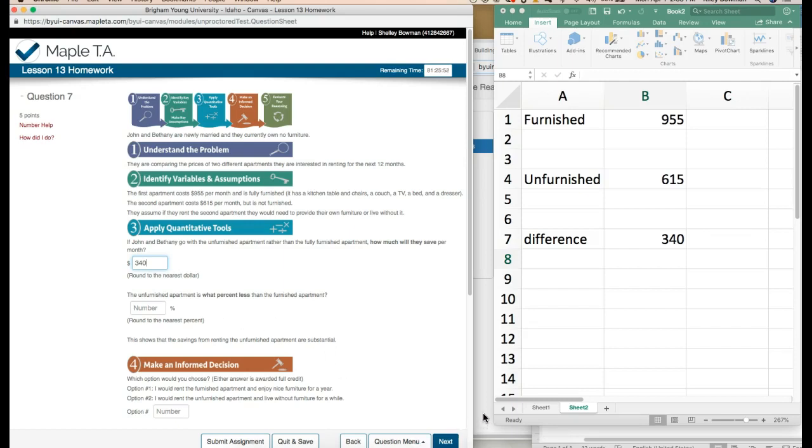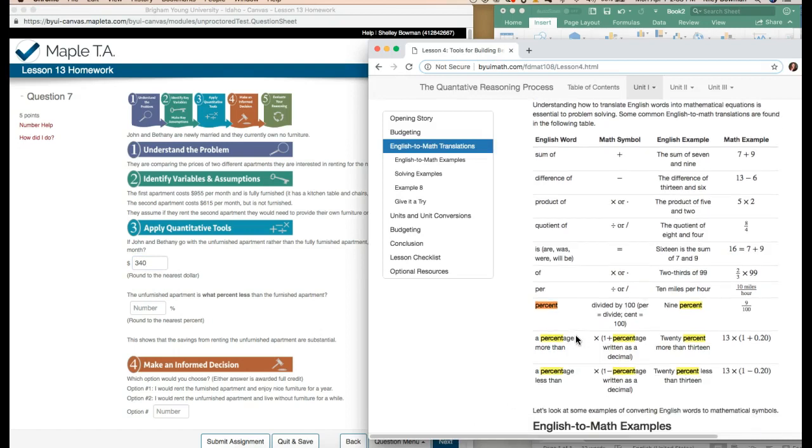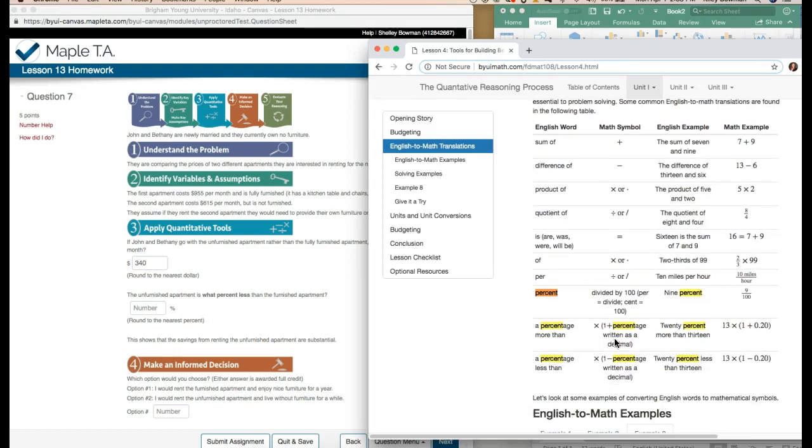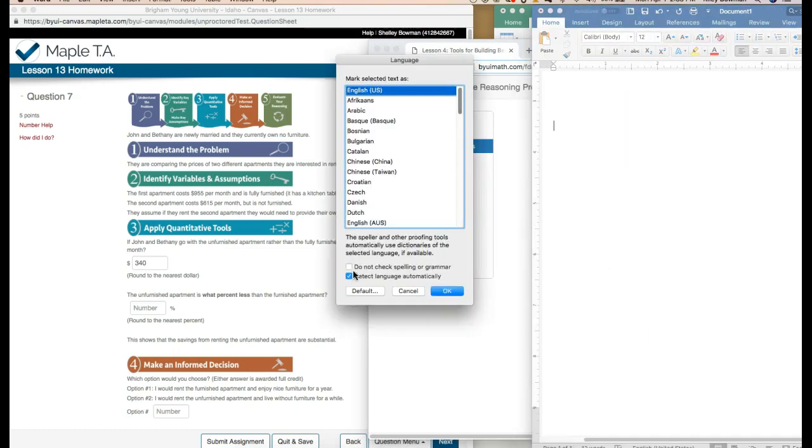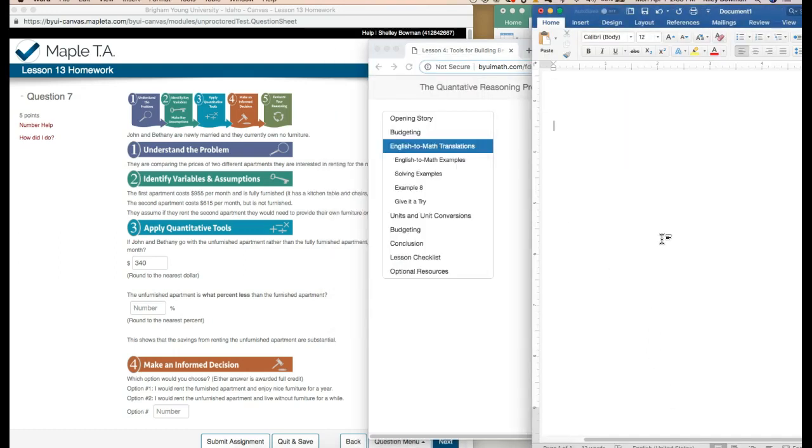The next one says the unfurnished apartment is what percent less than the furnished apartment? And I brought up our interactive textbook right here just as a reminder of how we write percent less than. This is in lesson 4. If you wanted to go back to that, we're going to pull up Word right here and just write it out.